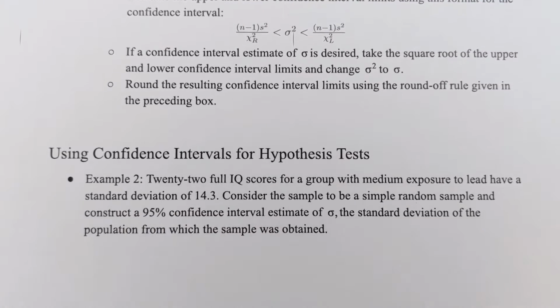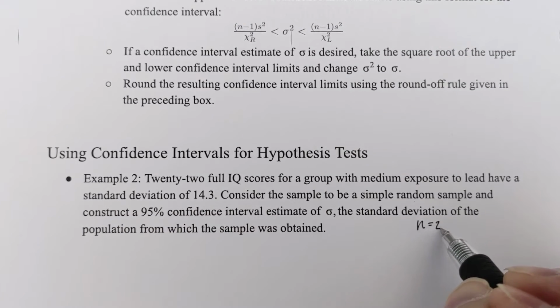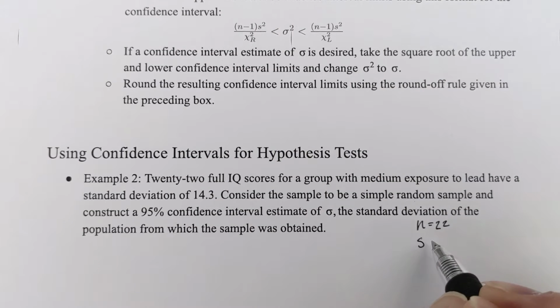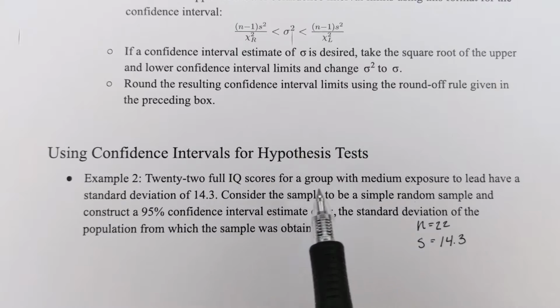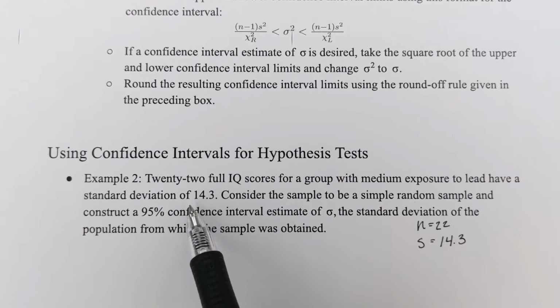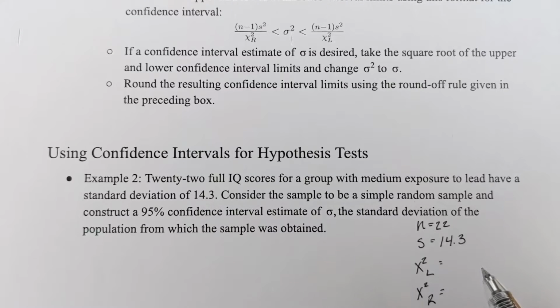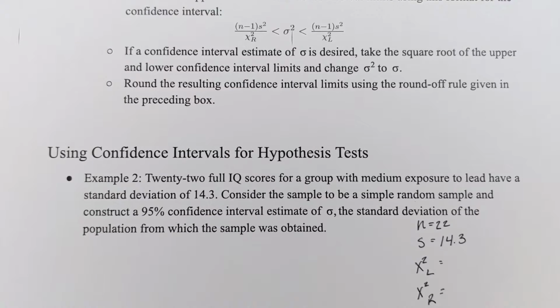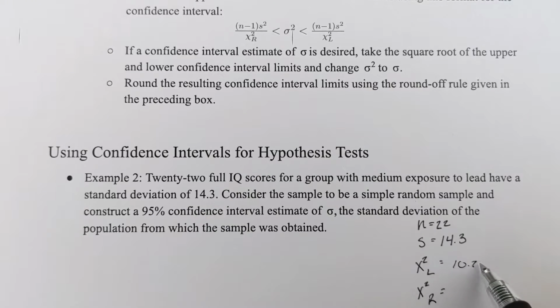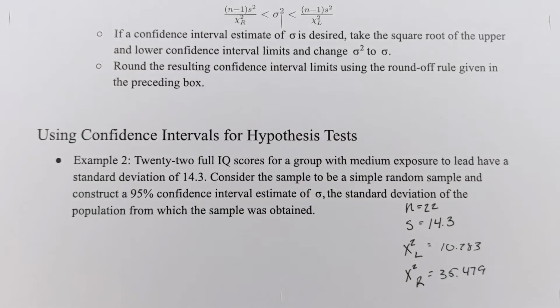So example 2: our n value is 22. We have an s value of 14.3 because the group of 22, that's the standard deviation, so it's an s, it's not a sigma. Consider the sample to be simple random and construct a 95% confidence interval. So we need our chi-squared L and our chi-squared R, which I believe we just found in the previous example because it was 22 as well, and it was 95% confidence. So this number is 10.283, and this is 35.479, in case you forgot how we got those.